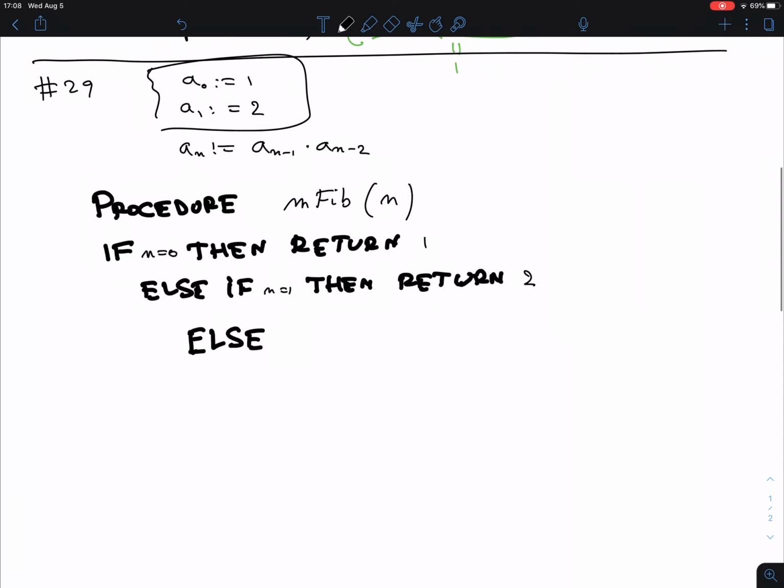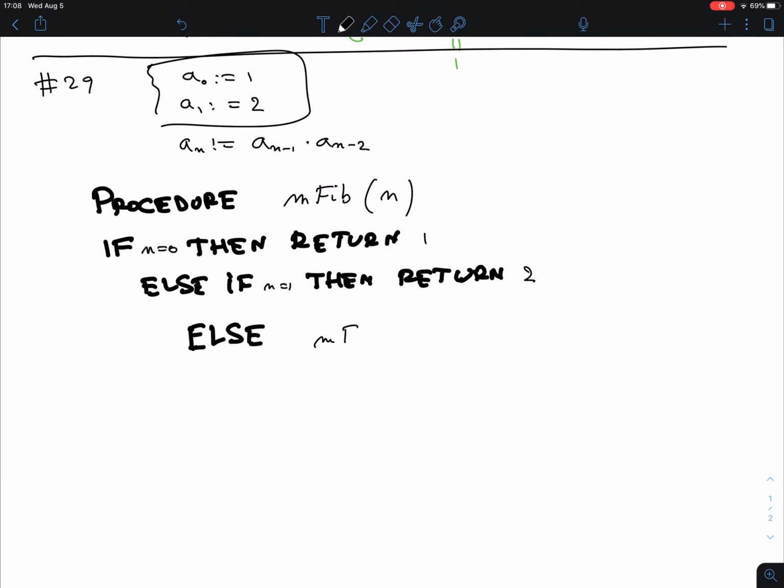Now, how does this one go? Well, this is extremely simple. mfib of n is simply mfib of n minus 1 times mfib of n minus 2. That is the beauty of these recursive algorithms. They're so very easy to write down. Okay, and that's it. And by the way, this is okay, right?